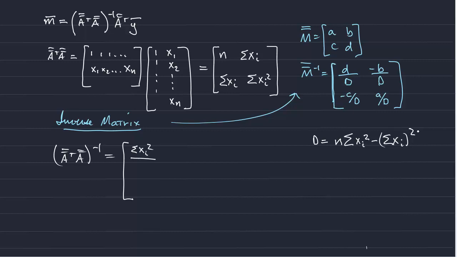And with a little bit of algebra, you can show that this is equal to n, not m, n times the sum of square deviations of x from its mean. And when I write the sigma, the sum of i from 1 to n is implied. I'm not going to write that every time, but that is what is implied. So the determinant is n times the sum of the square deviations from the mean. Okay.